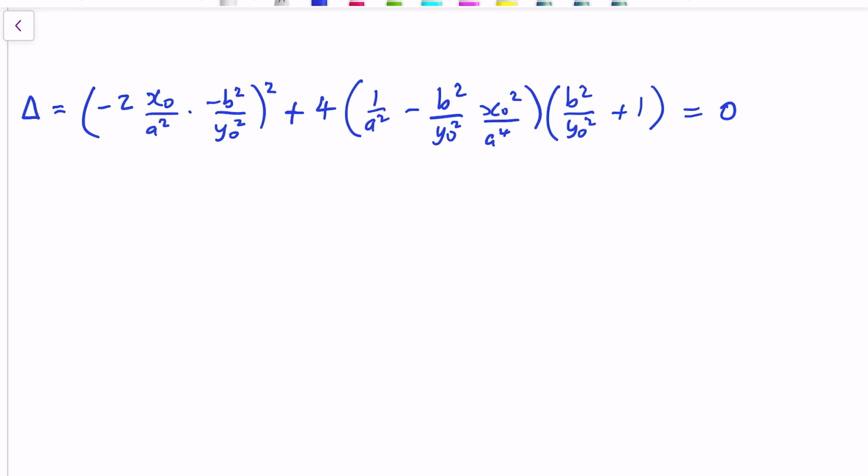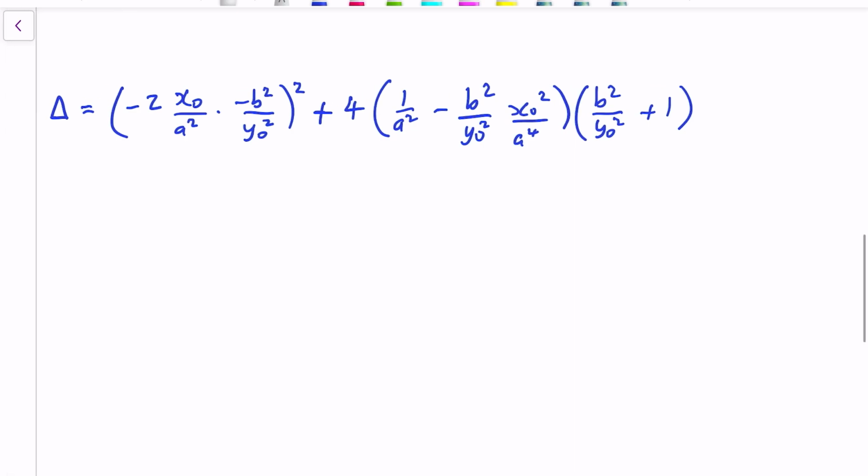Well, actually, we don't know it equals 0. We've got to work out that the discriminant equals 0. Therefore, repeated root. It doesn't look like 0 at the moment. Okay, let's expand that first term. We've got 2, which squares to 4, x naught squared, b to the 4, a to the 4, y naught to the 4.